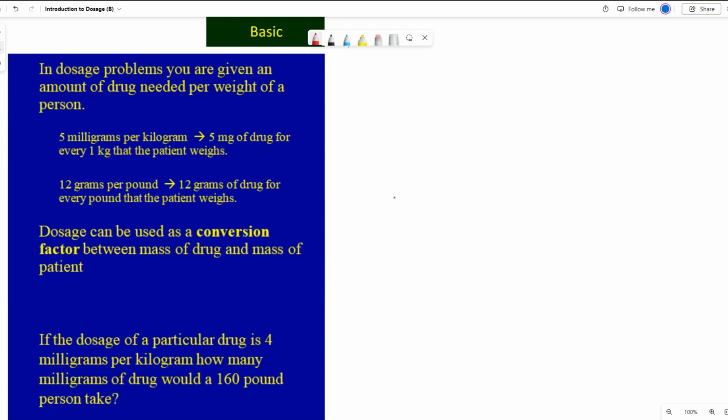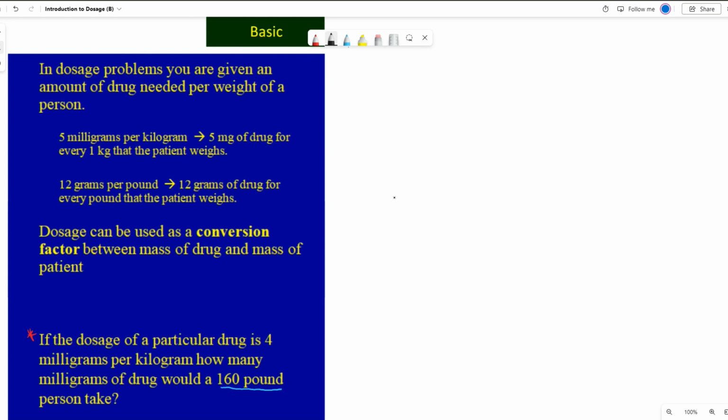So this problem says, if the dosage of a particular drug is 4 milligrams per kilogram, how many milligrams of drug would a 160-pound person take? Notice the difference here is you're being given the mass of the person in pounds as opposed to kilograms, which is much more common, at least in the United States. So again, let's write down the information we're being given, then write down what we're being asked to find, and then map out a way to solve the problem.